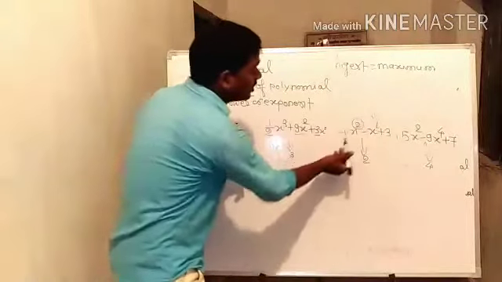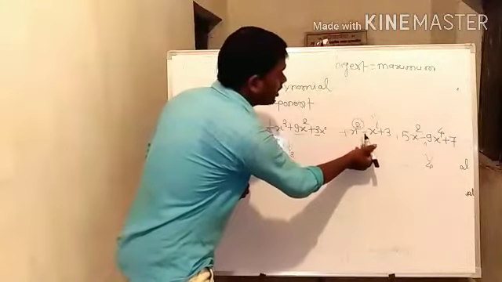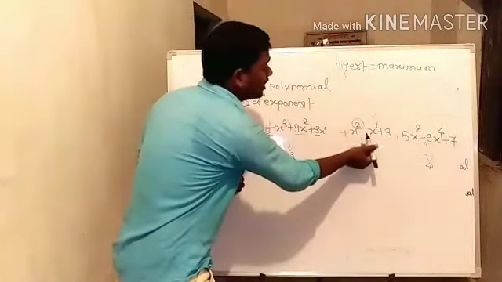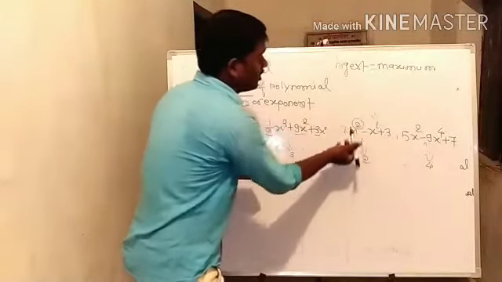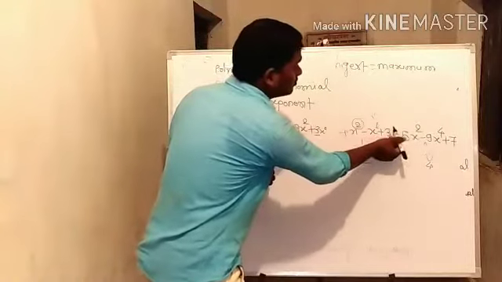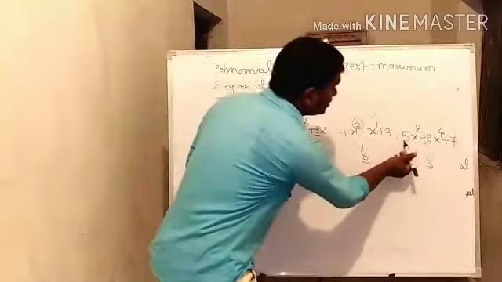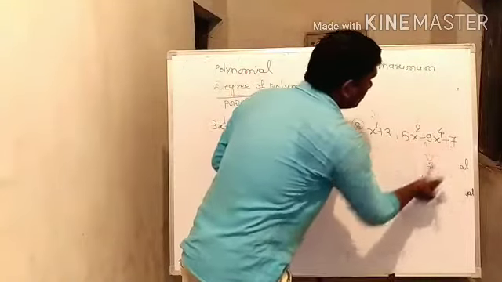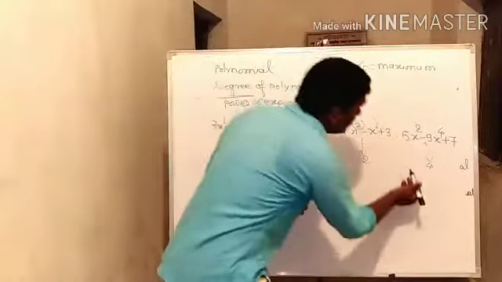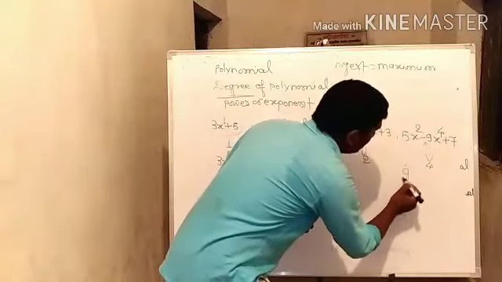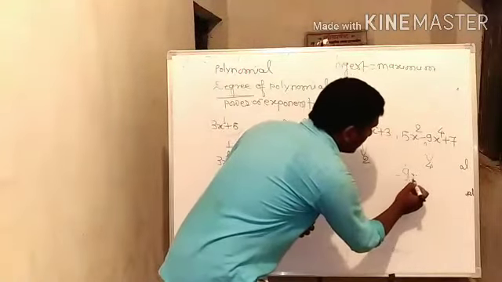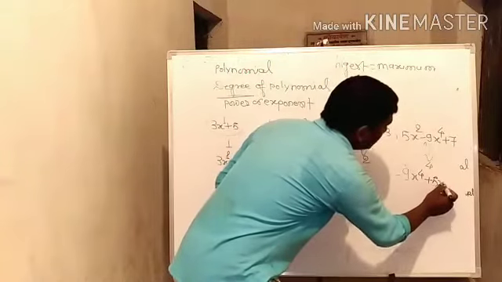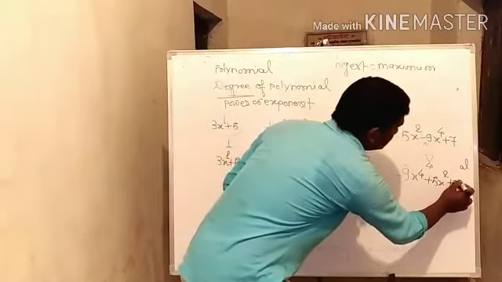And the third one, 4x cube minus x power 1 plus 3, is also written in order: 3, 2, then 1, then 0. In this 5x square minus 9x raised to power 4 plus 7, we write these polynomials in this order: minus 9x power 4 plus 5x square plus 7.